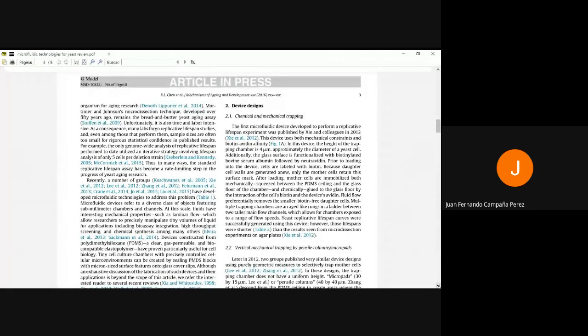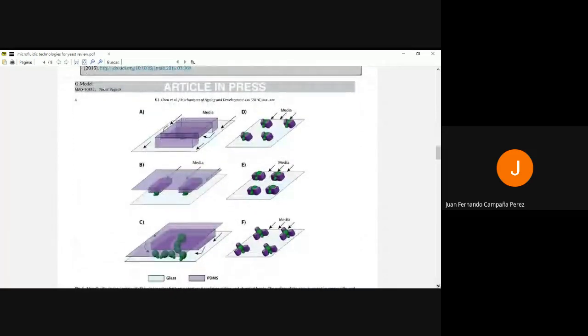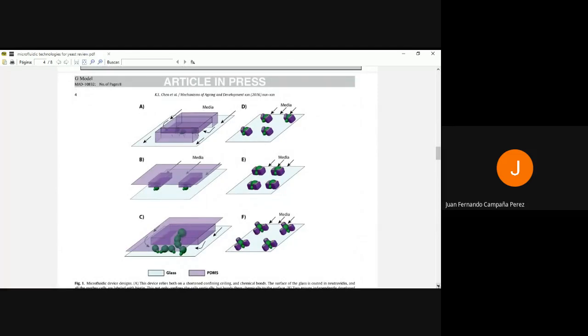Another design is the vertical mechanical trapping by pencil columns and micropads. I'm going to show you the graphics, so you can know: A is the first design, the chemical and mechanical trapping. B is the vertical mechanical trapping by pencil columns, micropads, and this one uses purely geometric measures to selectively trap mother cells. The cells are loaded at high pressure. When the pressure is released, the cells are trapped, and the mother cells are retained over the smaller daughters because of the size difference.